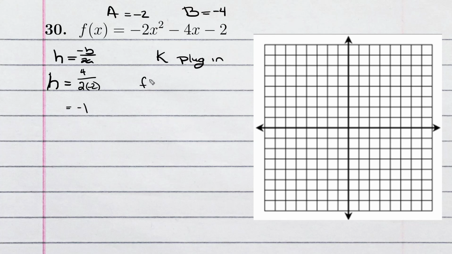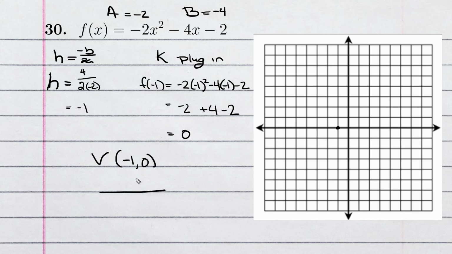So when we go to plug that in, we end up with negative 2 times negative 1 squared minus 4 times negative 1 minus 2. Negative 2 plus 4 minus 2 gives us 0. So this one is crossing at negative 1, 0. That is the ordered pair for the vertex.